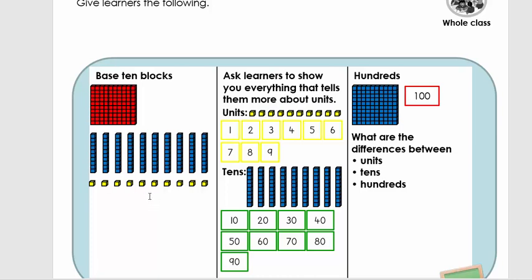So this is what we call our decimal system. Rather than counting 10 loose cubes, we have one rod that represents 10. And rather than counting 10 rods, we have one block that represents 100.